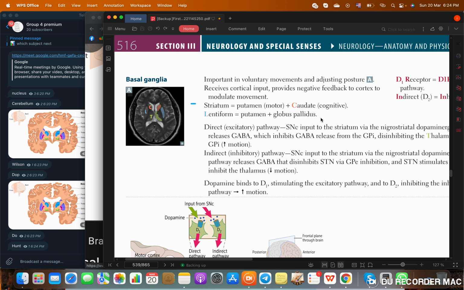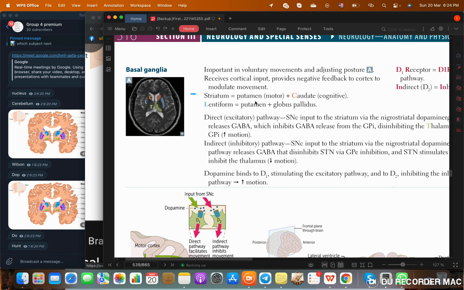But nice, okay. Somebody wrote Huntington disease, which is absolutely correct. In Huntington disease, we have affection of the striatum, which includes the caudate and the putamen. The lentiform nucleus, however, will be affected in which disease?